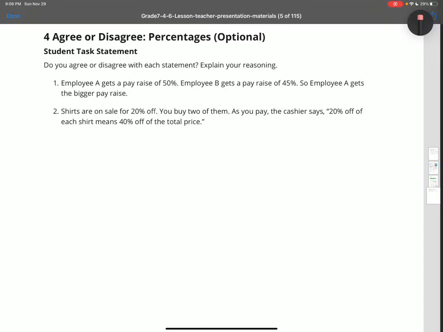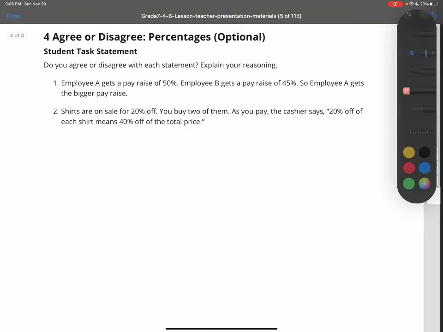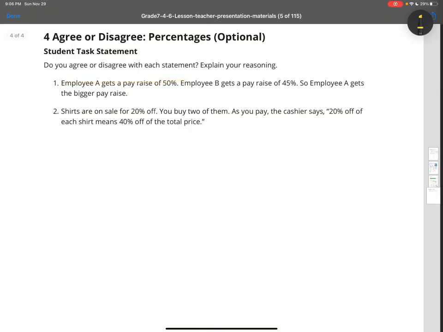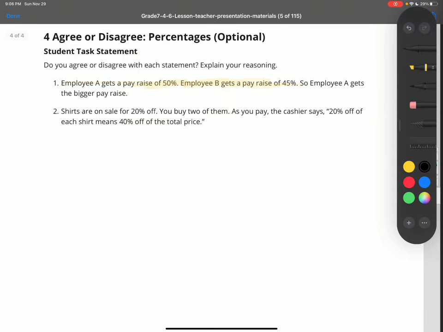Now, this is a very, very vague statement, and this is like one of those questions that could cause a good, healthy classroom debate. Here's the reason why I say that this is vague. Let's start off with annotating our percentages. Employee A gets a 50% pay raise, while employee B gets 45%. That's imperative.